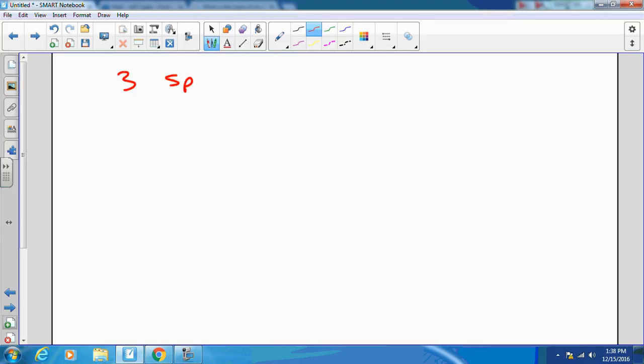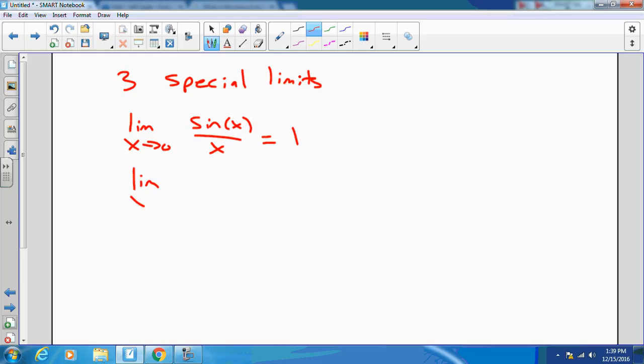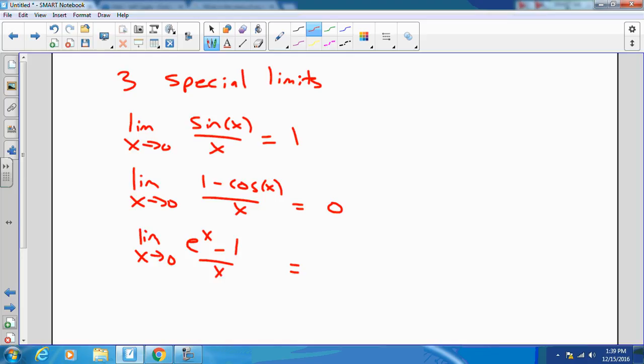Well, in addition to the limit properties, we also had 3 special limits. And you guys can tell me their values. The limit as x goes to 0 of sine x over x is. The limit as x goes to 0 of 1 minus cosine x over x is. And the limit as x goes to 0 of e to the x minus 1 over x is.